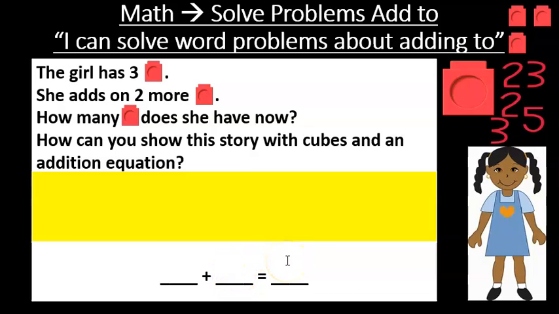Now, here's how we're going to do it. We're going to start up here, okay? You're going to read it with me. Read it as I point to the words, okay? Here we go. Read with me. The girl has 3 cubes. Let's read it again. The girl has 3 cubes. Now, how many cubes does the girl have?